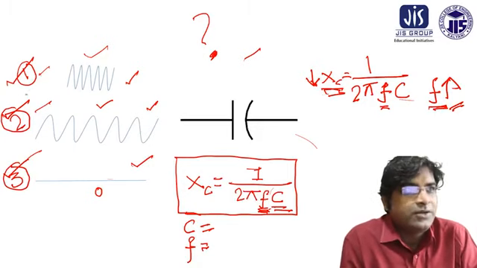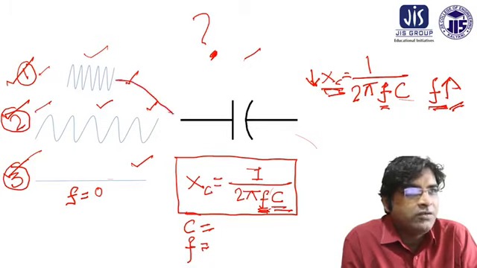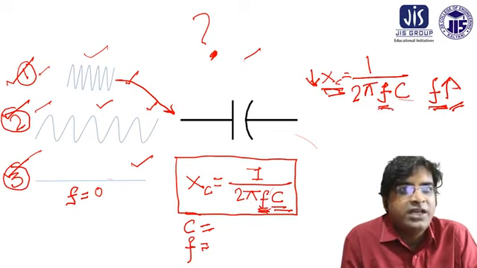That means in the case of these three signals, in this one F equals zero, as there is no frequency because it is the DC signal, and in this one F is maximum. So the probability of passing this particular signal is much higher, because F is very high at that time, so XC is low.